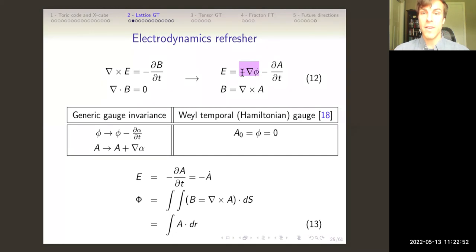And so that nullifies this term, and we end up with E being the negative time derivative of the gauge field. And as we'll use the flux more in this discussion as opposed to just the B field itself, using Stokes' theorem, we can write the flux as the line integral over the gauge field.